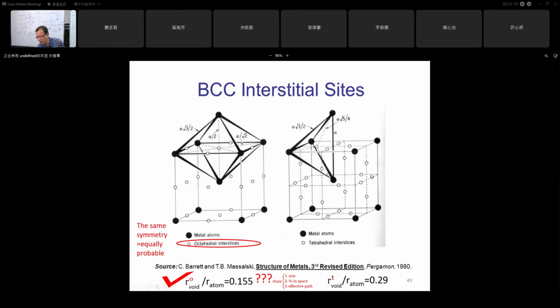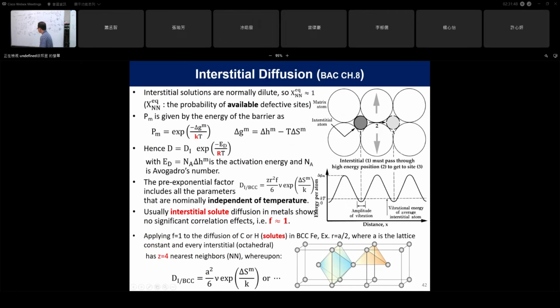And you may argue that, yeah, they can hop in the diagonal direction. Yeah, but it's another shortest distance that really does that. Okay. So in the end, for BCC, use the octahedral site. All right. So your Z is 1, 2, 3, 4. For every point, it's 1, 2, 3, 4. Never changes. Okay. So let's come back.